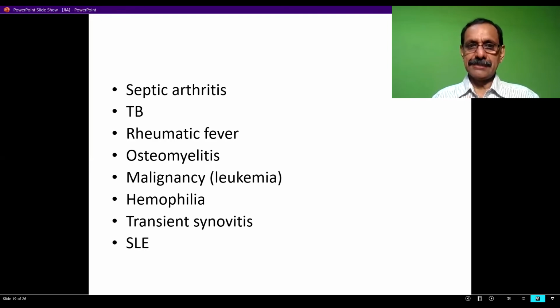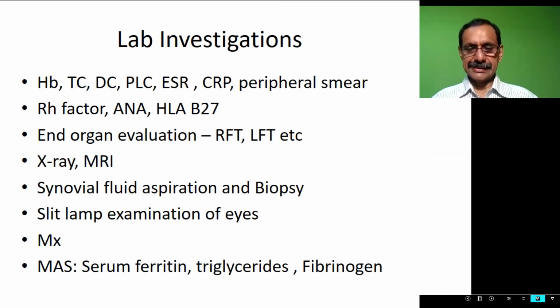Hemophilia, we all know, occurs in males, and it is joint bleed. So it presents as joint swelling and the joint warmth. But again, multiple joints is unlikely. Generally, one joint is involved. And transient synovitis is a phenomenon following, say, for example, an unrelated viral infection. You have a slight effusion and restriction of movement of joint for a few days, usually of the hip joint.